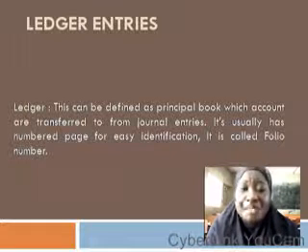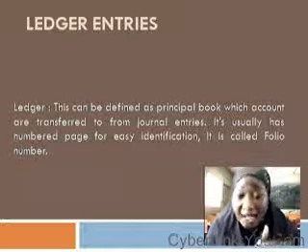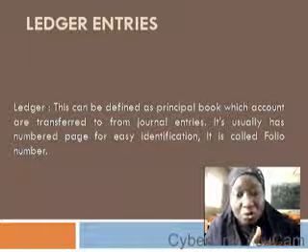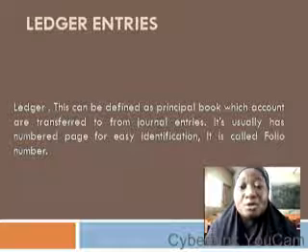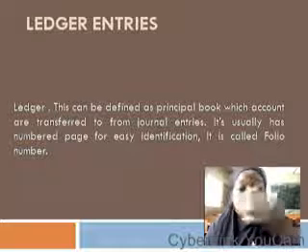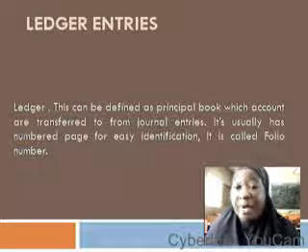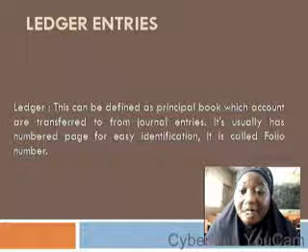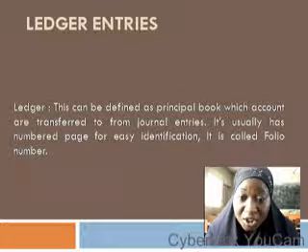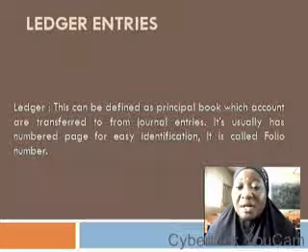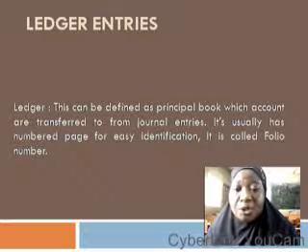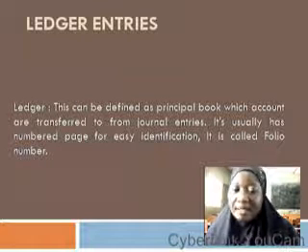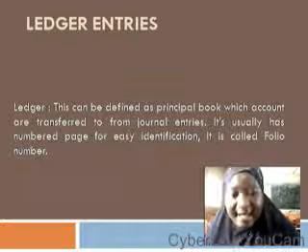A principal book where you transfer from journal entries to is called ledger. So when you are preparing ledger accounts, you transfer from the journal book. I mean journal book usually has numbered pages for easy identification, called folio number. We call that number folio number. That is a simple explanation on ledger.